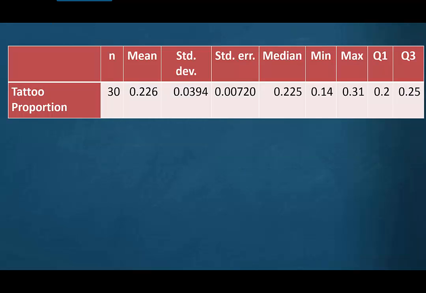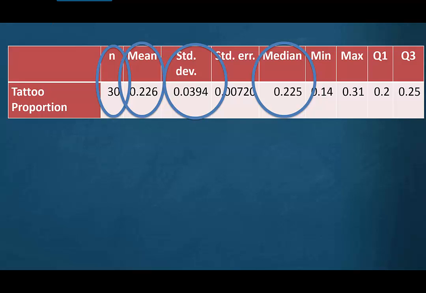Now here I've created a summary statistics table. Again, note we had 30 students that take the sample, hence n was 30. Notice that the mean of all of the proportions is 0.226, and the median is 0.225. This was also reflected in the histogram with a peak of about 0.23. And the spread is best described by the standard deviation of about 0.04. So we only took 30 different samples of size 100.